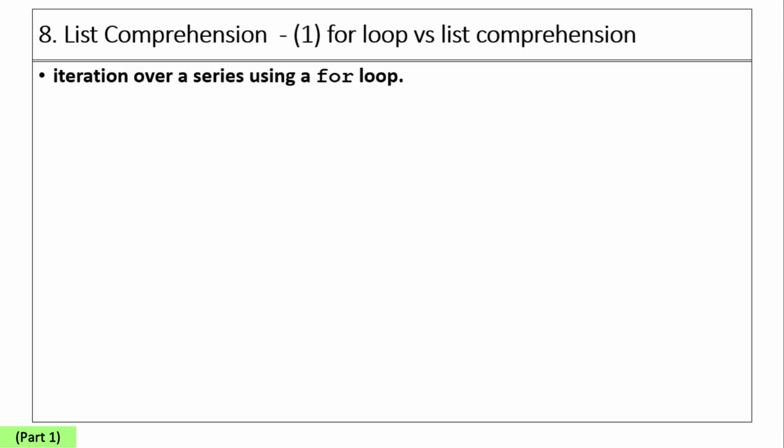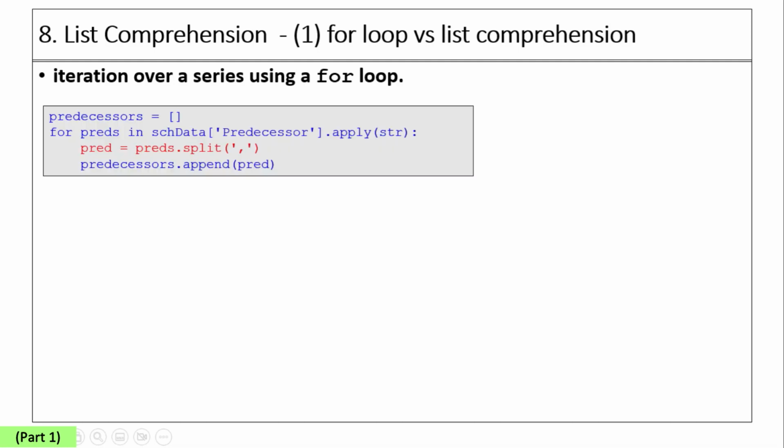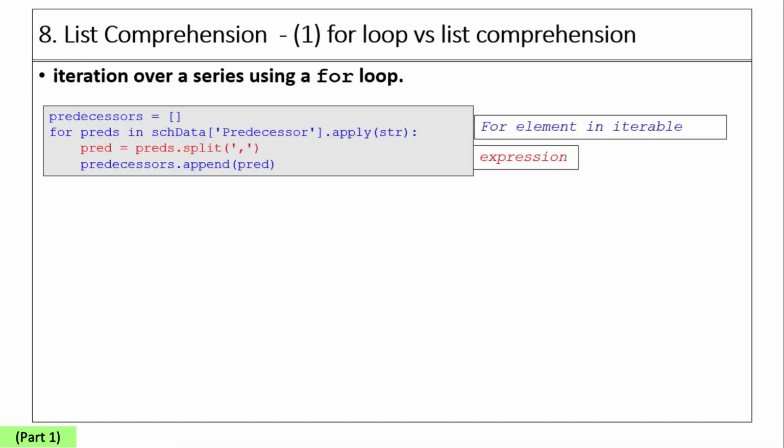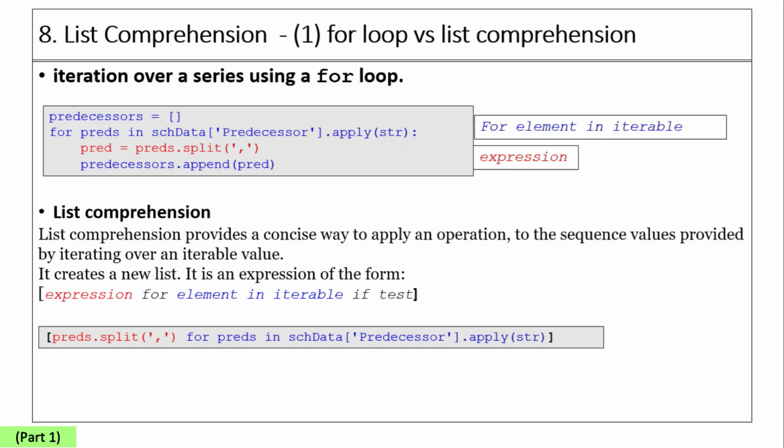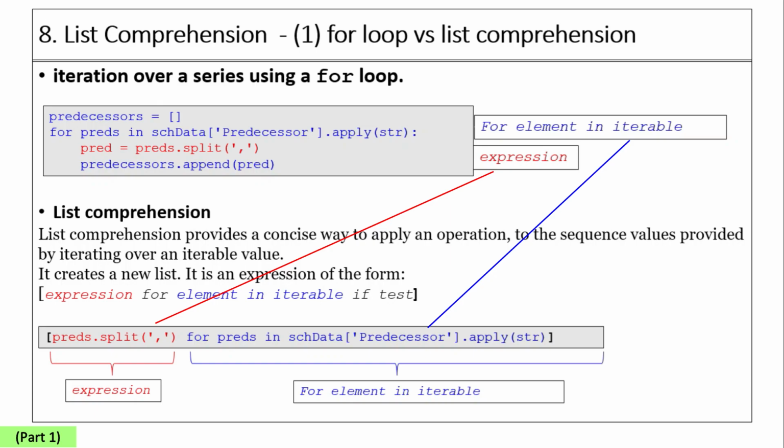Conventionally, we can iterate over a series using a for in loop consisting of multiple lines: for element in iterable, conditional statement as required, followed by expression in the next line. Alternatively, list comprehension provides a concise way to apply an operation to the sequence values provided by iterating over an iterable value. List comprehension is enclosed by square brackets with a one-line statement consisting of first, the expression, second, the for-in loop statement, and lastly followed by the conditional statement.